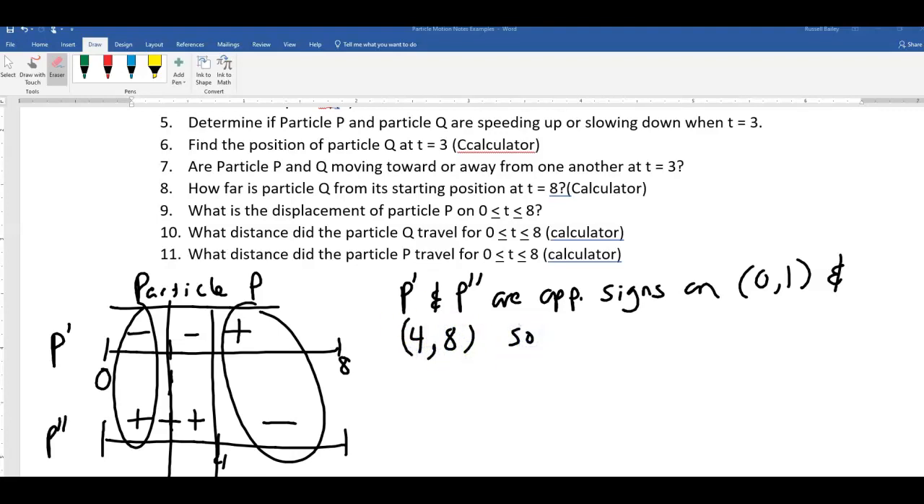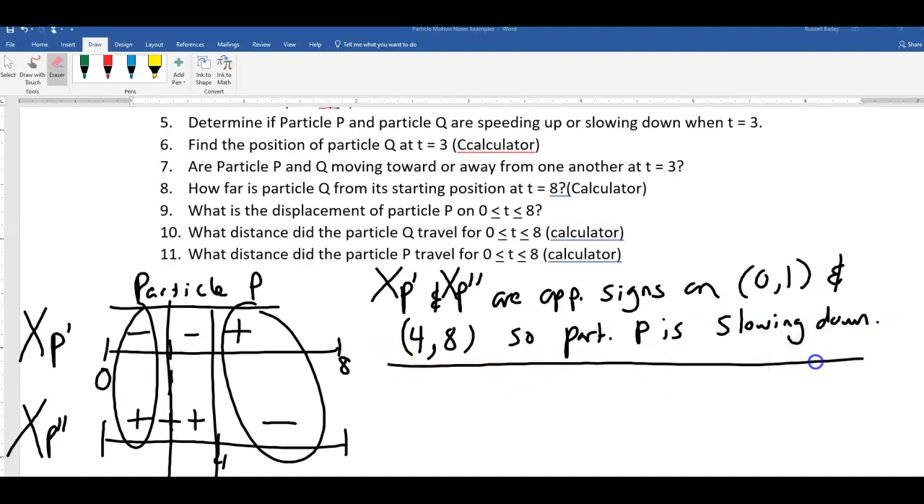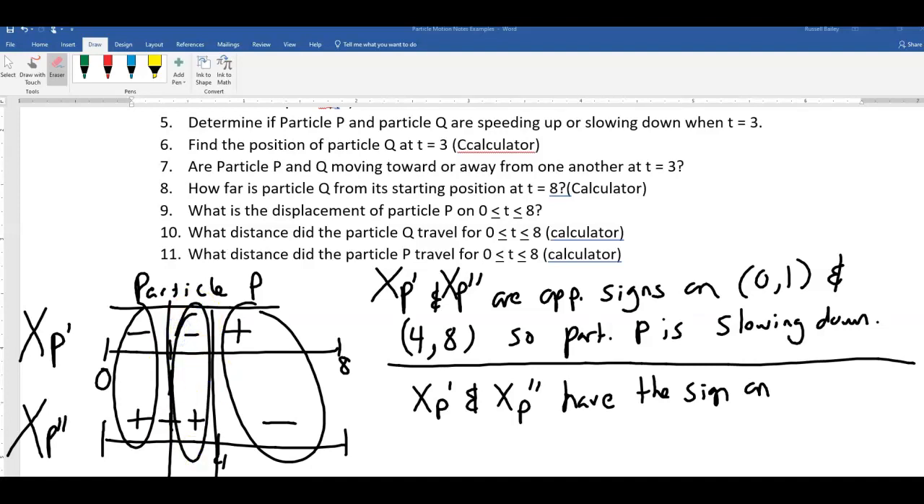So, and I'm using the bad notation. This is supposed to be x's over here, guys. Put those there. So, particle P is slowing down on those intervals. Whereas we could say that x_P prime and x double P prime have the same sign on the interval from, oh, actually, it looks like they're never the same.